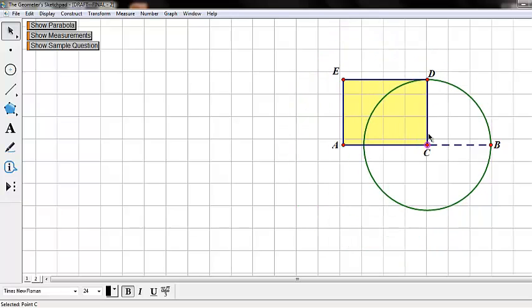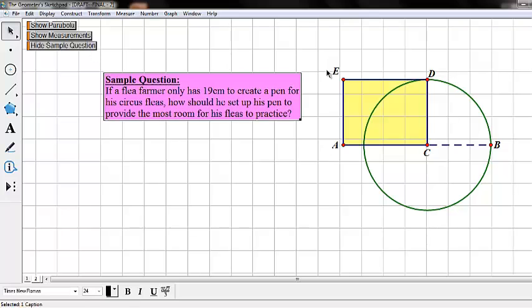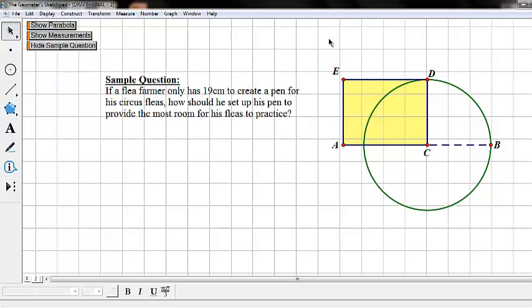So now for my actual project. Because I needed some numbers to help create my sketch, I came up with a sample problem. The sample question reads, if a flea farmer only has 19 centimeters to create a pen for his circus fleas, how should he set up his pen to provide the most room for his fleas to practice? And while this might seem a little bit silly with fleas practicing for the circus, it gets the idea across about optimizing area when given a set perimeter.